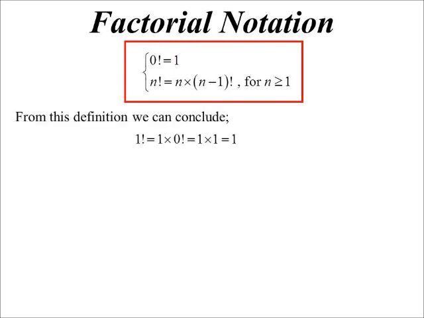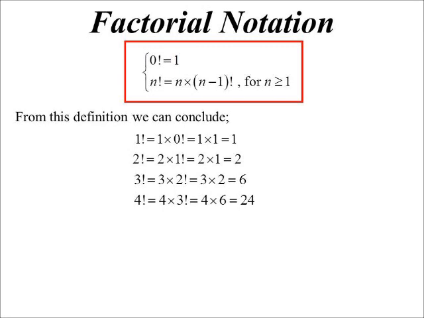So from that we can conclude, well, 1 factorial must be 1 times 0 factorial. But we've defined 0 factorial to be 1, so 1 times 1 is 1. And then 2 factorial, by definition, is 2 times 1 factorial, so it's 2 times 1, which is 2. 3 factorial is 3 times 2 factorial, so it's 3 times 2, which is 6. 4 factorial is 4 times 3 factorial, so that's 4 times 6, which is 24. Formally, that's how we do factorial.